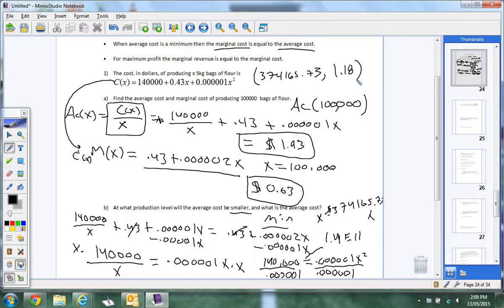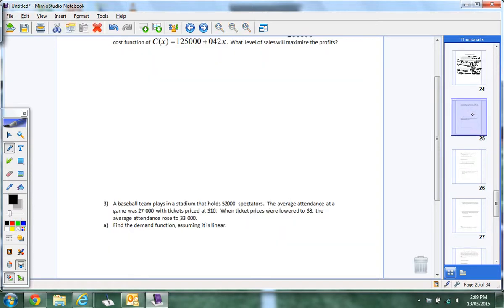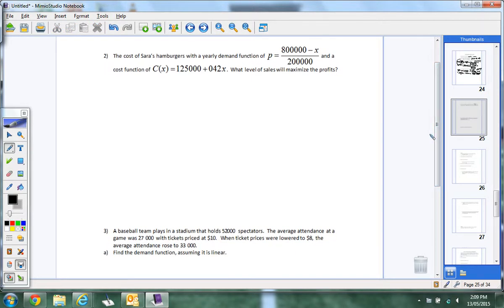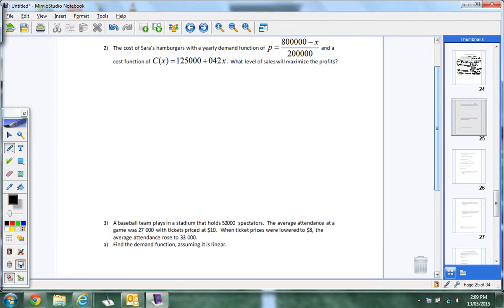Okay, and we just have two more examples here. So the next page then, if there are no questions. Going back to that hamburger type problem that we were doing, I think we did one yesterday. The cost of Sarah's hamburgers with a yearly demand function. So demand, they use little p, is 800,000 minus x over 200,000. And the cost function of 125,000 plus 0.42x. So there's not a misprint there in your notes, 0.42.